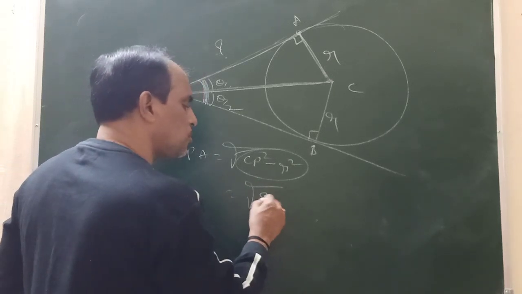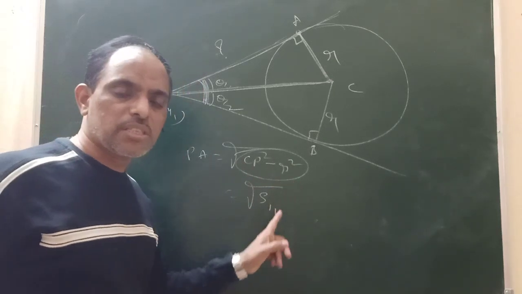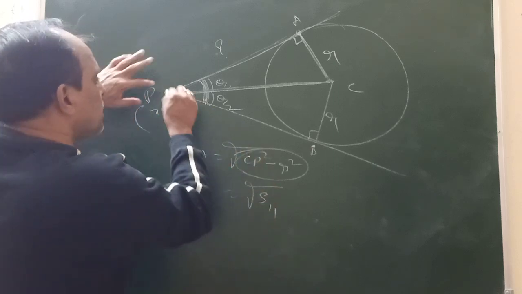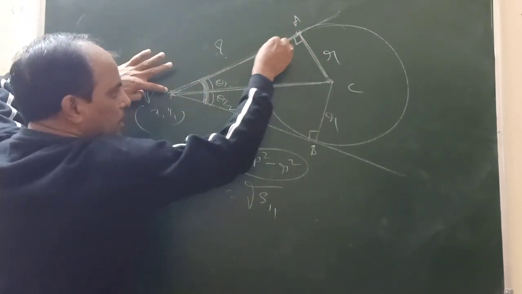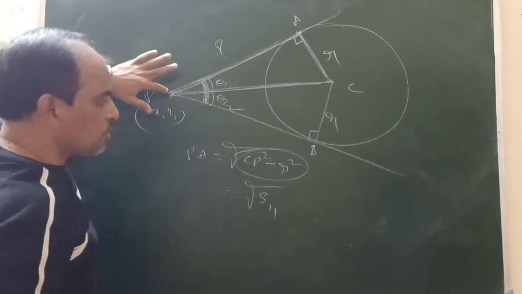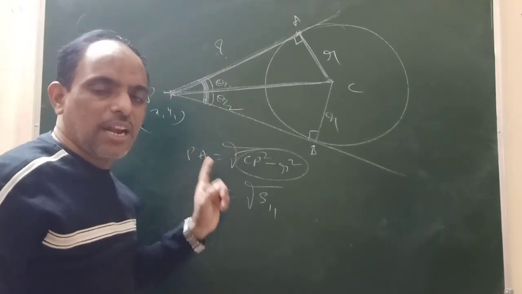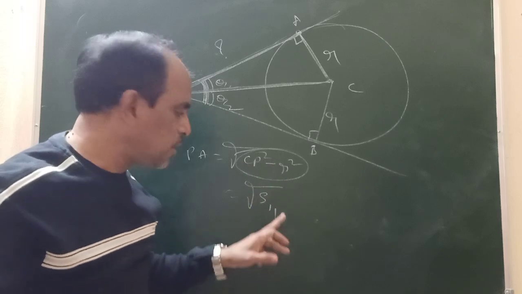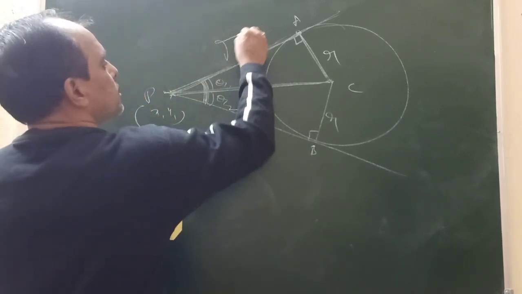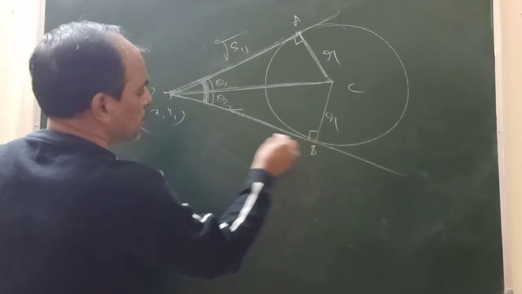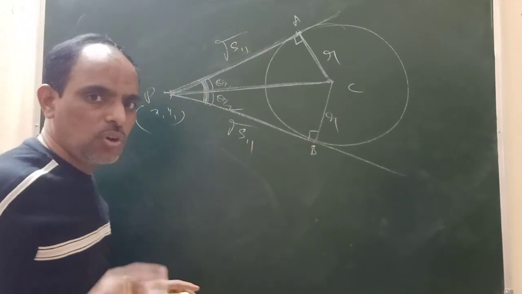What about CP square minus r square? That is nothing but root S11. This CP square minus r square is nothing but S11. You see, this is nothing but a tangent. So from the point to this point of contact, this is called the length of the tangent. So remember this one, length of the tangent is nothing but root S11. This is also the length of the tangent, also equal to root S11.